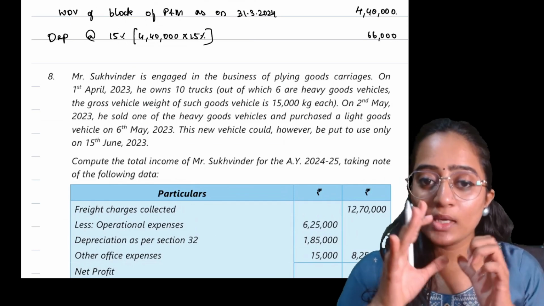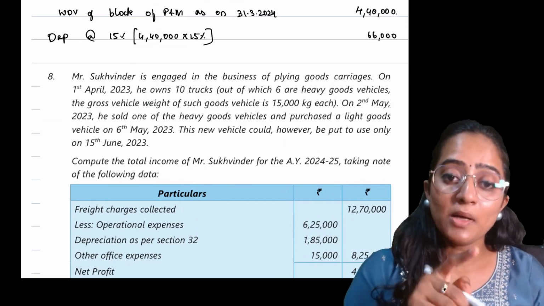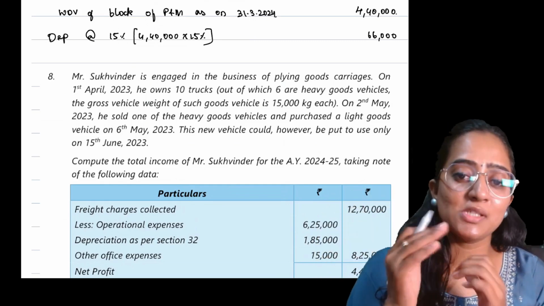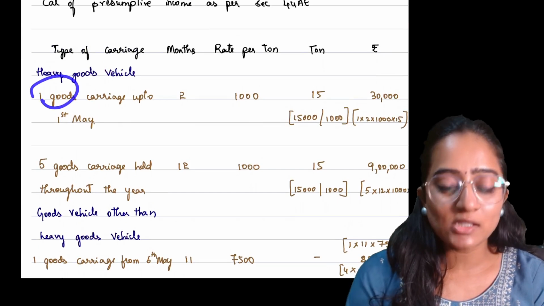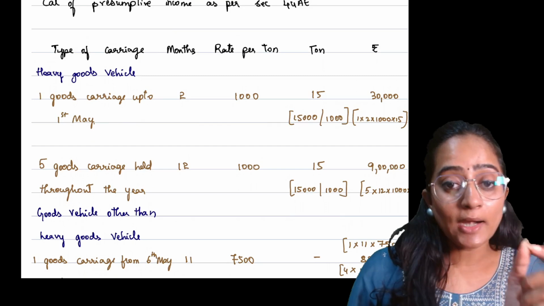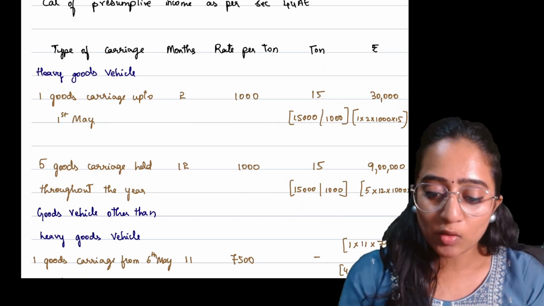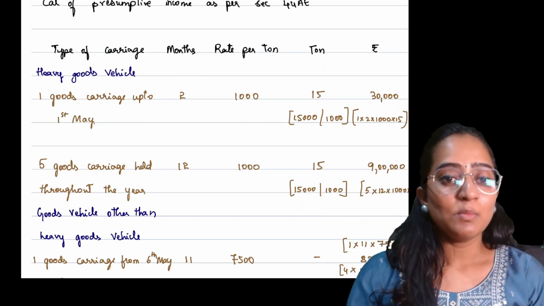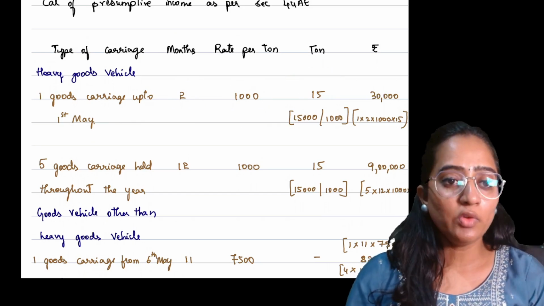Whenever you are considering the income under section 44AE, it is 1,000 per ton per month or part of month for heavy goods vehicles, and for normal vehicles it is 7,500 per month or part of month. That is what we are going to consider. One goods carriage was held up till May. You sold it on 2nd May, but even one day is covered under part of month. So April and May, two entire months, multiplied by 1,000 per ton. How many tons are there? 15 tons. The total multiplication gives you 30,000.